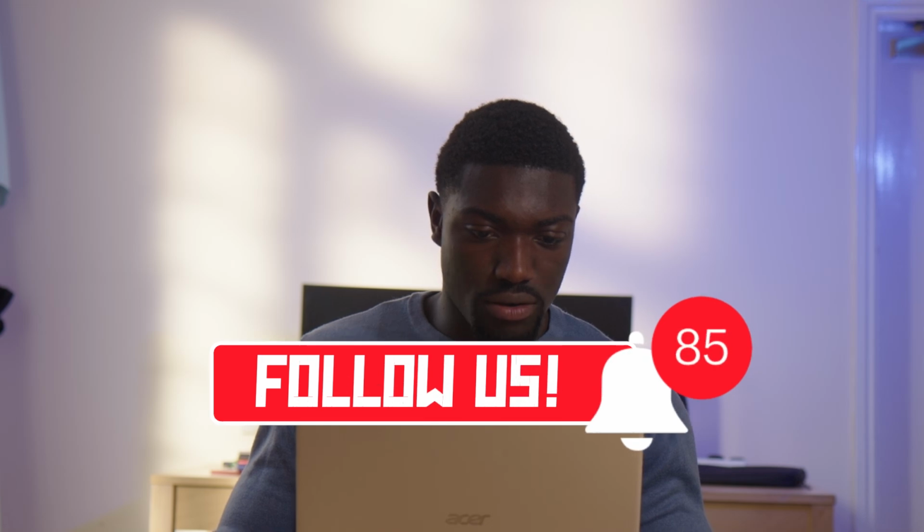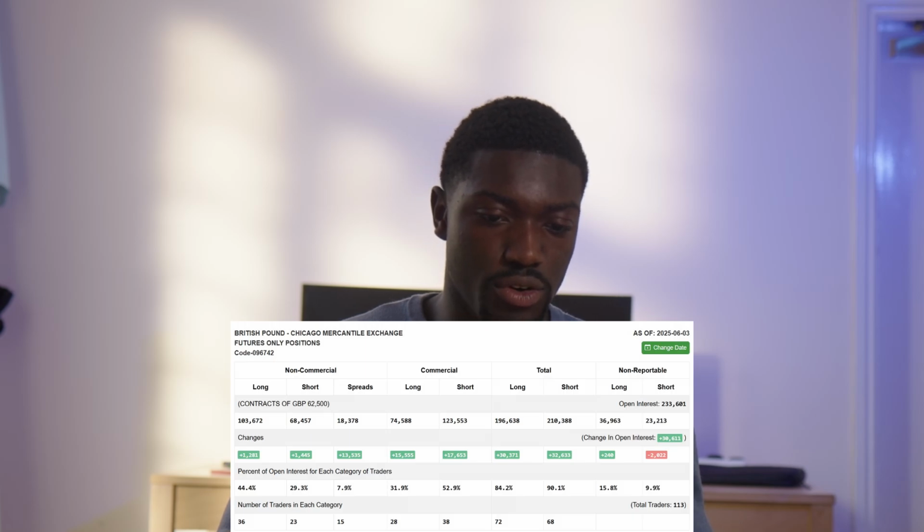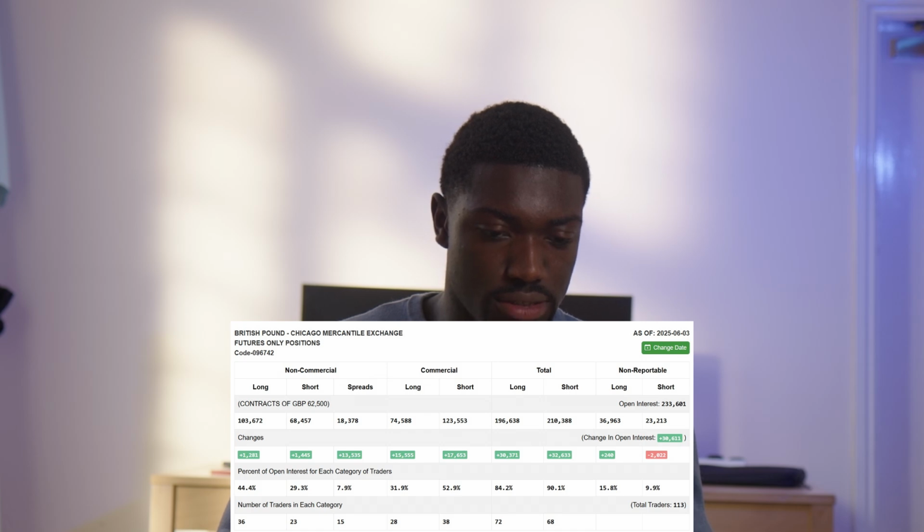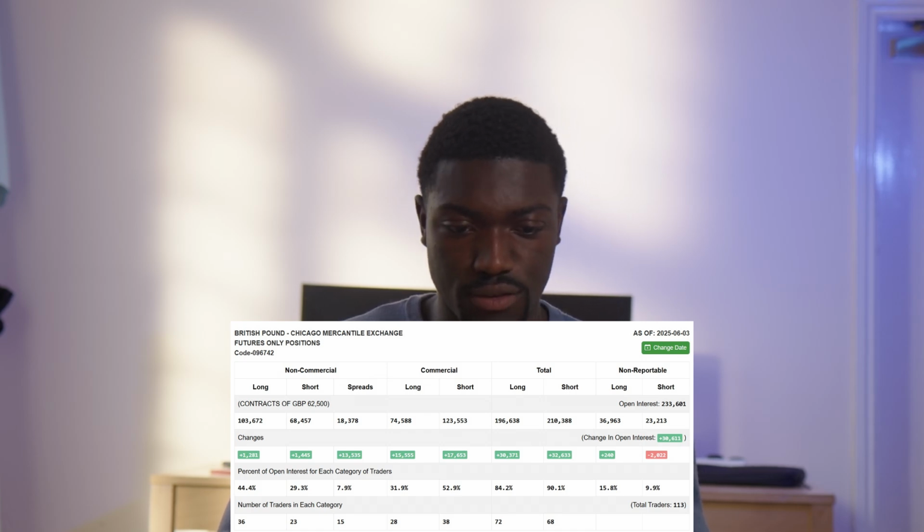Let's look at the pound sterling as well. So this can give you an idea of another currency pair's shorts. So we can see we currently have over 100,000 longs, and we've got 68,000, just under 70,000 shorts as well. And the changes that have happened in recent weeks, you can see 1,200 longs and 1,400 longs as well.